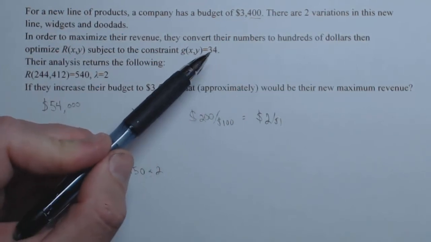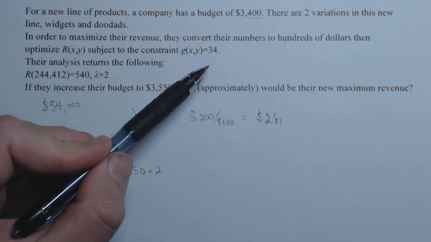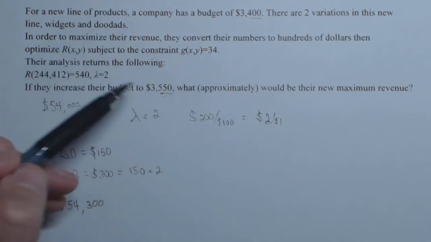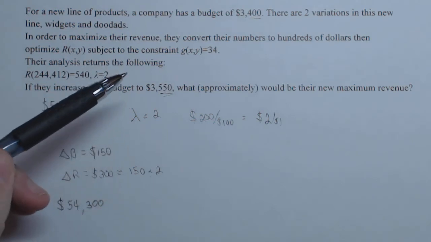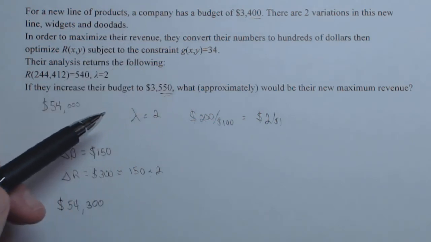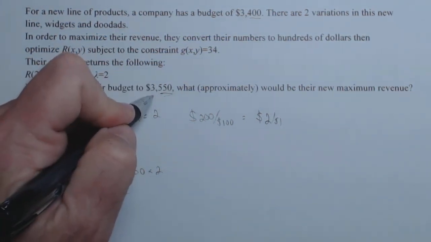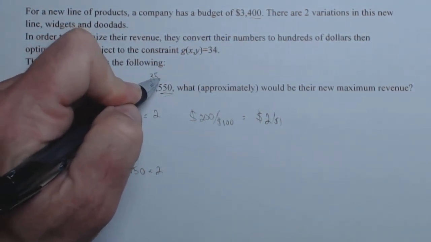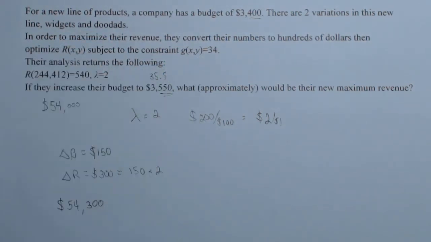Now, the lambda is an instantaneous rate of change, so the further we go from this budget of 34, so say 35, 36, so if we were trying to say a budget of $4,000, we probably would want to recompute our whole problem, because our approximation is going to be off by a lot more at that point. But for something this close, we just increased really our budget to, if we convert this into hundreds of dollars, 35.5, we really only increased our budget by 1.5. So I think it's pretty reasonable we use our lambda for our approximation there.